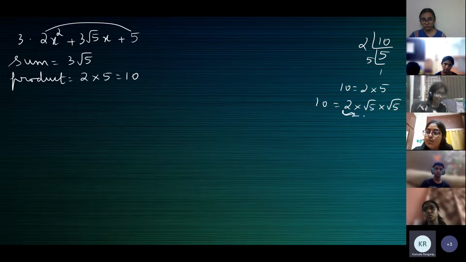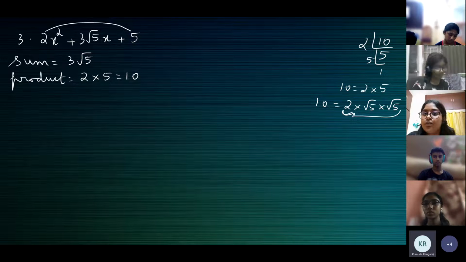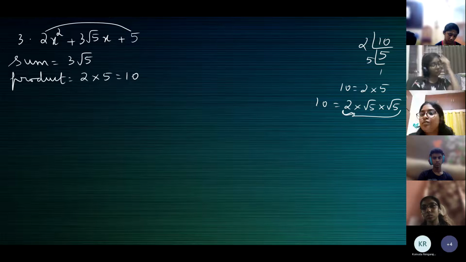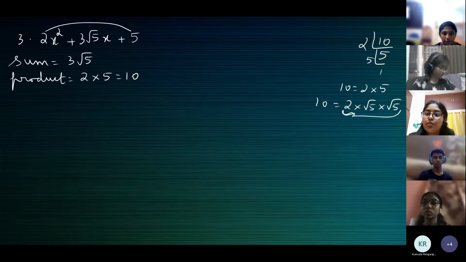Now use all this and find two numbers so that the sum is 3 root 5. I told you, don't worry about the product. You will get the product because you are using the factors of the product. Try to get the sum. So what are the two numbers? 2 root 5 and root 5.